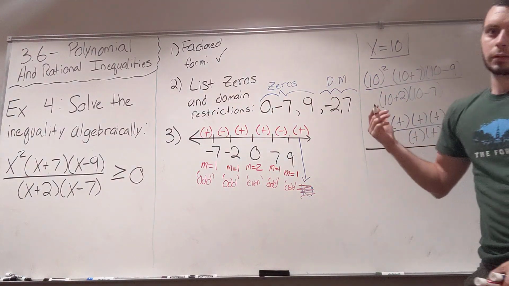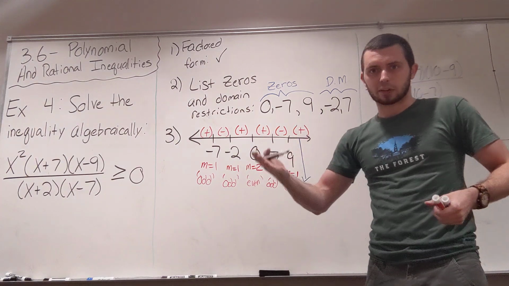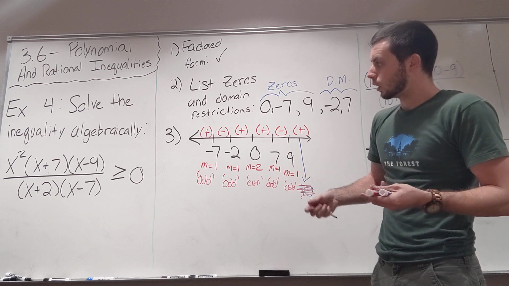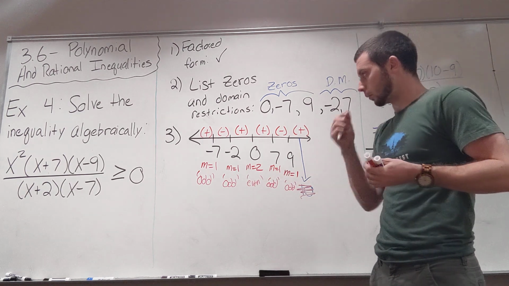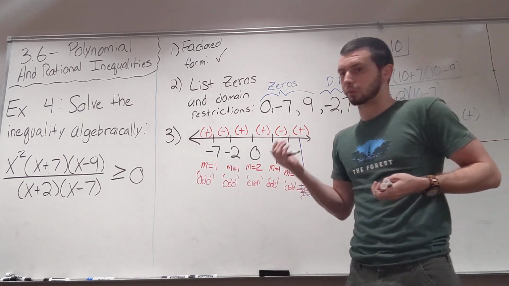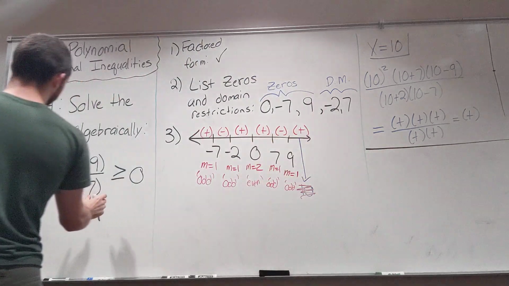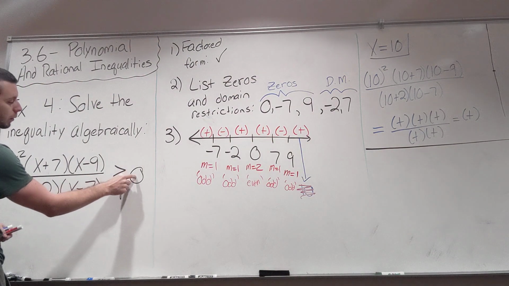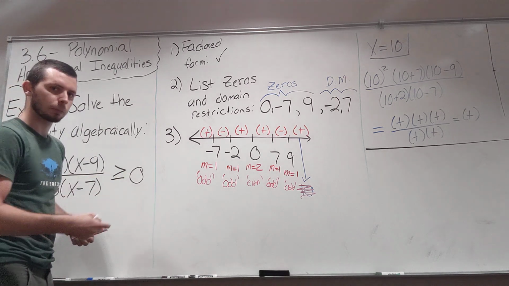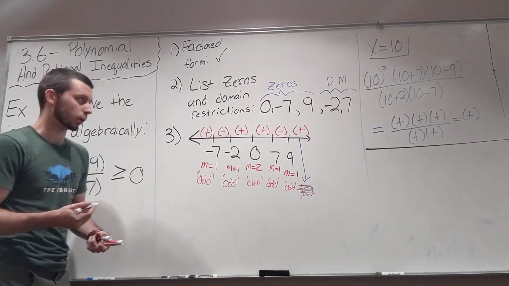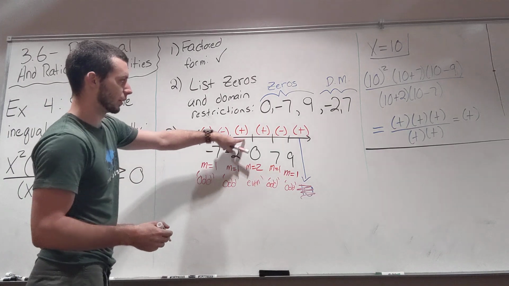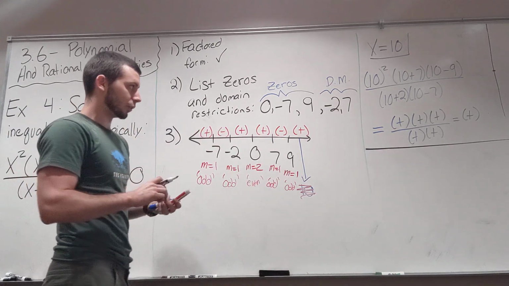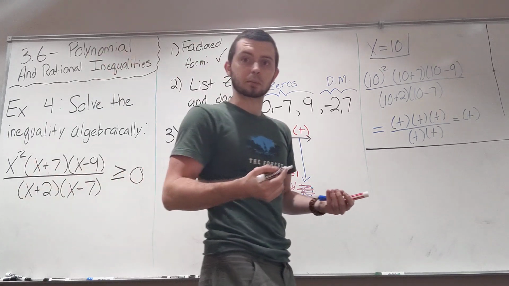So now the question is, we have positives and we have negatives. So the question here is, which one do we want, positives or negatives? And that comes from the very beginning. This is greater than or equal to 0. Greater than 0 implies that we want the positive ones. So we want this segment, that one, and that one. So let's go ahead and write out all the positive segments.